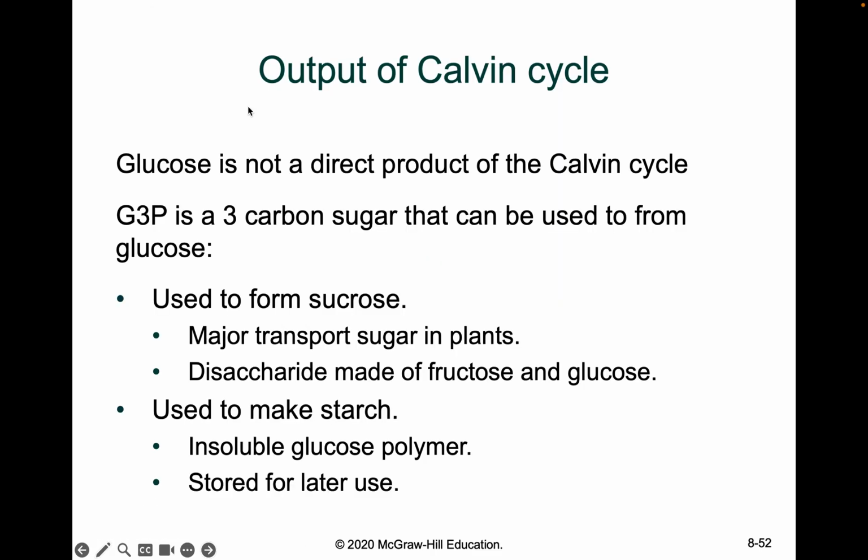So again, the output of the Calvin cycle. We know that we get G3P, the majority of it, but we can use this G3P to give us glucose, which can be used for sucrose, but it can also help us make starch. So sucrose, remember, is the disaccharide made of fructose and glucose that helps these sugars be transported. But we can also give these big long polymers or macromolecules like starch, which helps us a lot in energy storing.